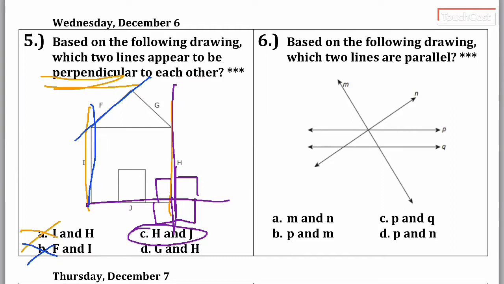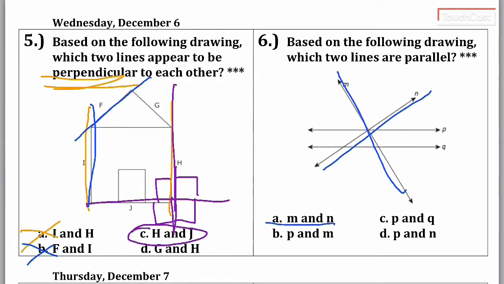Based on the following drawing, which two lines are parallel? Just like Ms. Yao said with yesterday's homework, parallel lines are lines that will continue to go on and on and on for infinity, and they will never intersect. Like she said, like railroad tracks. Let's go to our first answer choice. With A, we have M and N. Let's go with blue. We have M and N. These lines are intersecting, so therefore they cannot be parallel.